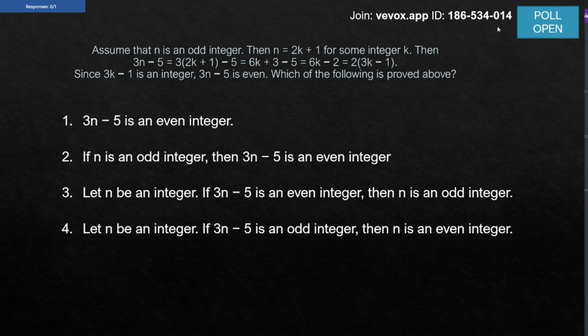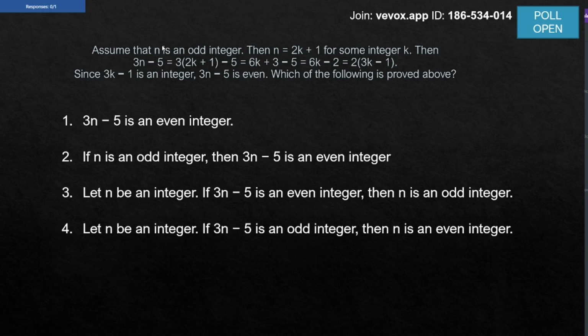It seems that I'm the only one in, so what is being questioned here is you kind of have to infer. The question itself, up until the part "which of the following is proved above," is a proof. And what is being questioned here is which of the four statements this proof proves. So let's take it step by step, because it seems that no one is doing this.